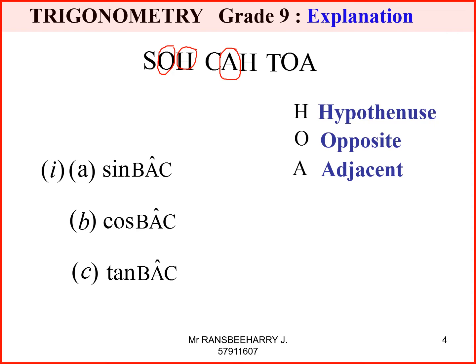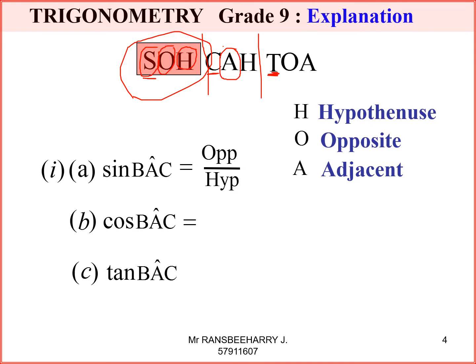Now, the meaning of SOHCAHTOA is, firstly we have sine BAC. Here the first letter S stands for sine. So we have it in 3 parts: S stands for sine, C stands for cos, T stands for tan. So firstly we have sine BAC. Sine, SOH, means opposite over hypotenuse.